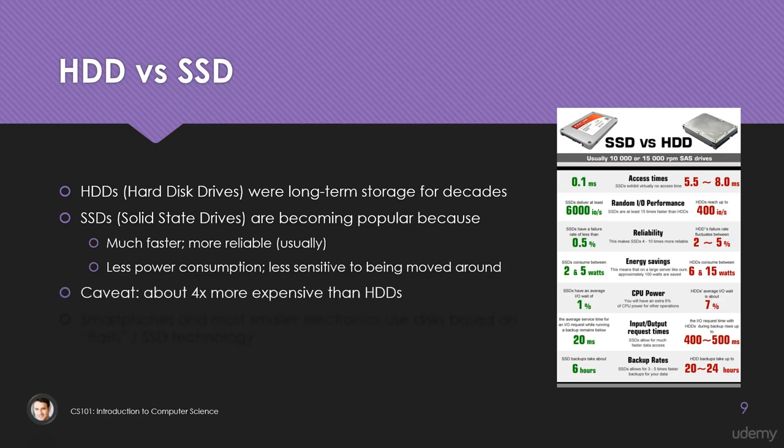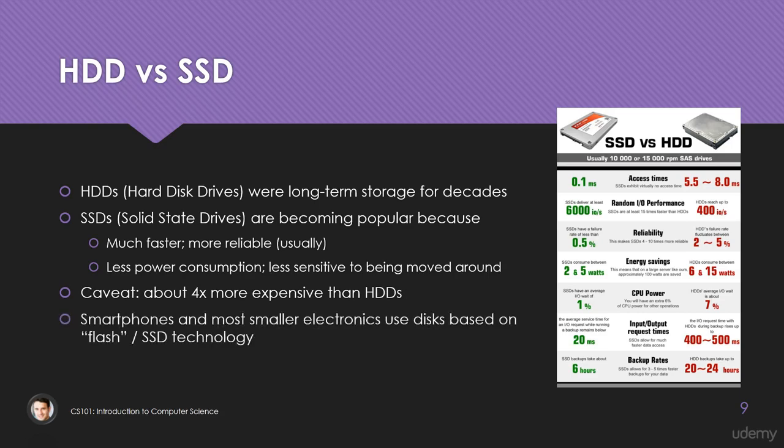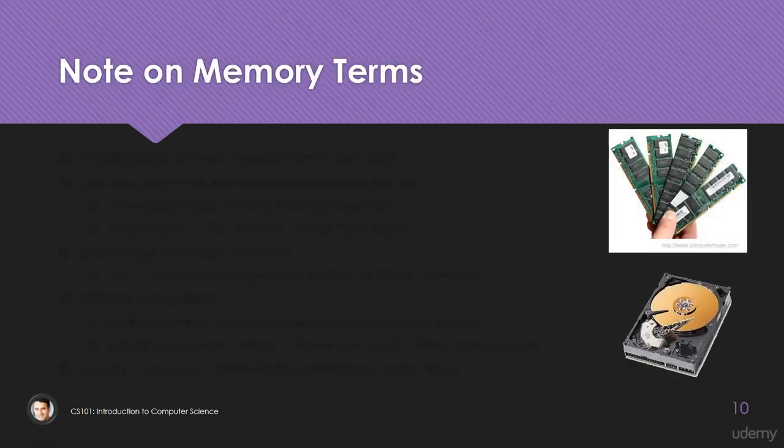The caveat is right now, as of 2017, SSDs are typically 4 times more expensive than hard drives. But smartphones and smaller electronics use flash or SSD technology just because it's smaller, faster, and you can get more speed in smaller space with these technologies. Typically, desktops and laptops, even today, still use hard disk drives, but I, for one, prefer SSDs just because they're so much faster.